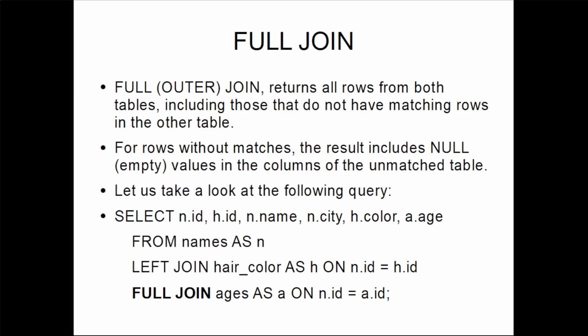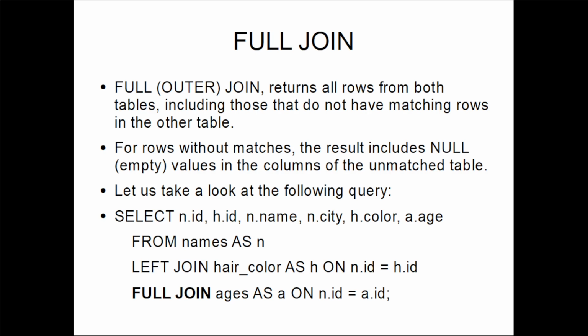Understanding full outer join. The full outer join, or full join, is a powerful SQL operation that returns all rows from both tables, regardless of whether there is a match in the other table. For rows without a match, the result includes null values in the columns from the unmatched table.